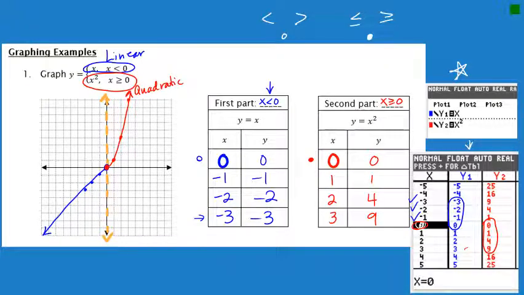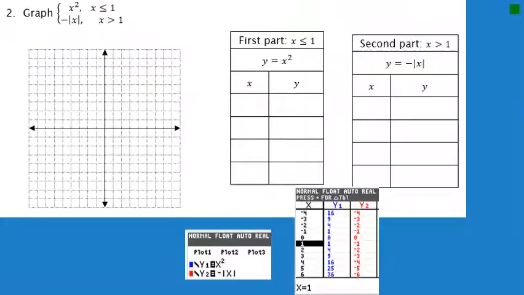So in this graph, my two pieces did connect. When that happens, it's going to be one big piece, and you're not really going to see the open versus closed circles. That part you will only really see when you have a graph that does not connect, which you'll see in the next example.